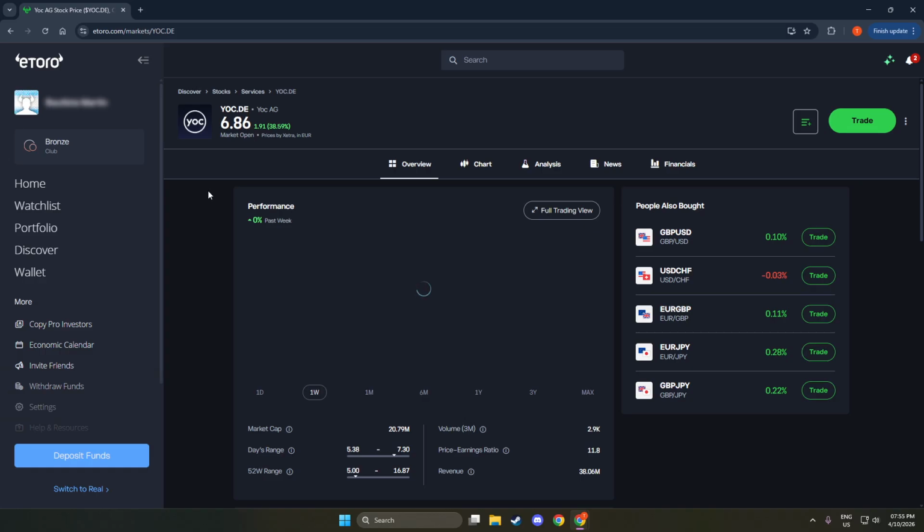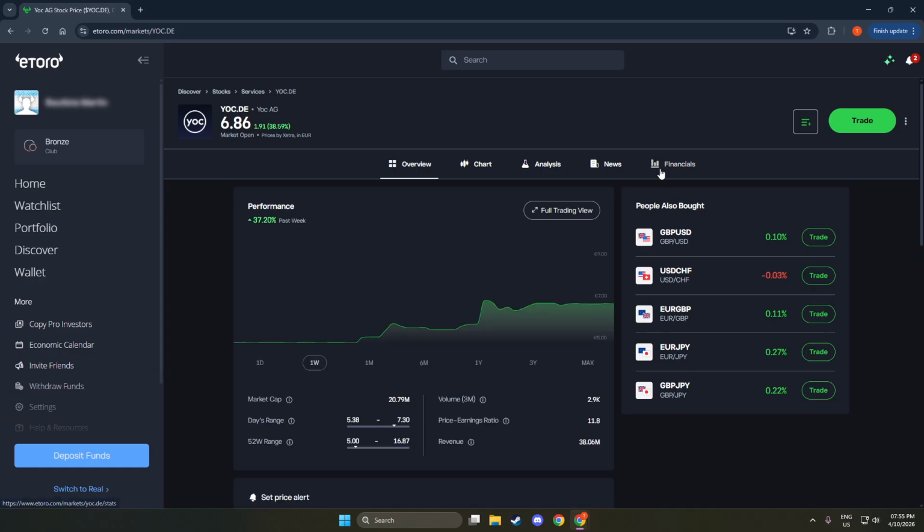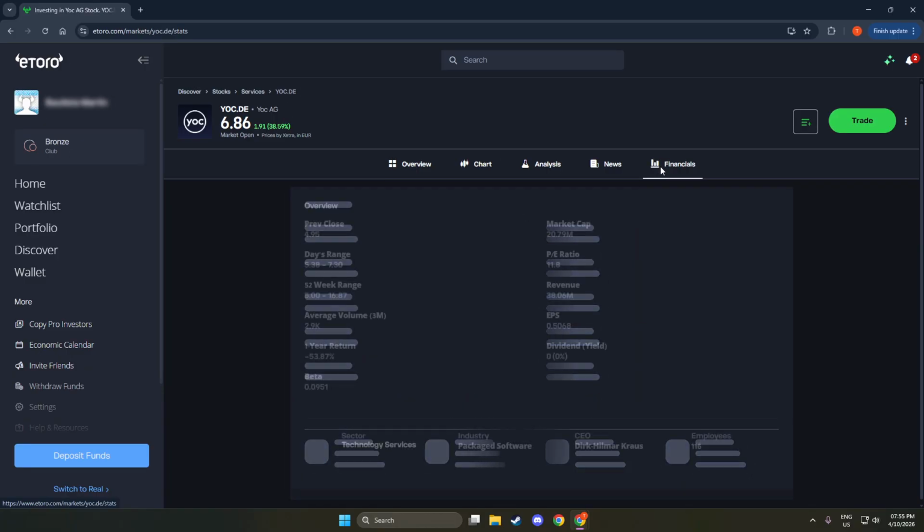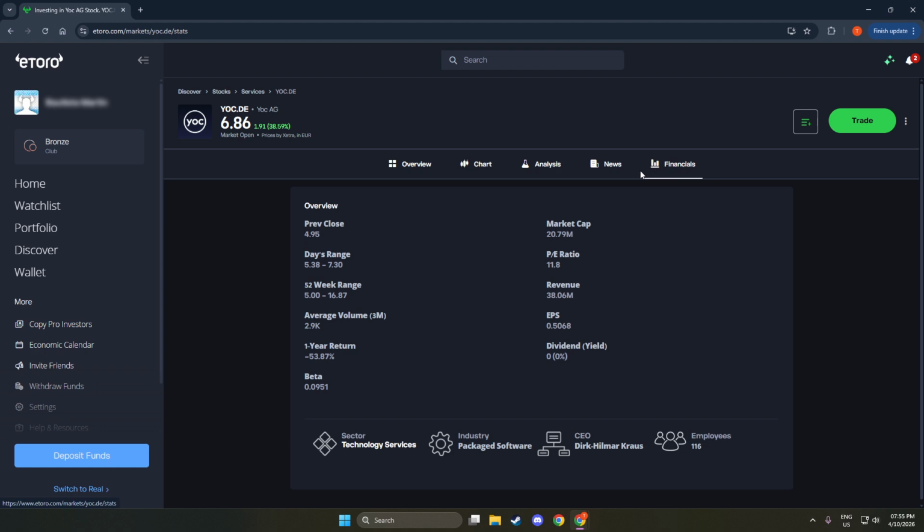From here, head to the financial section for that asset. This is where eToro organizes key metrics and data points. Once you're in financials, scroll down through the available panels. You're looking specifically for the label that says market cap. It will be listed alongside other core figures, and it's usually easy to spot.